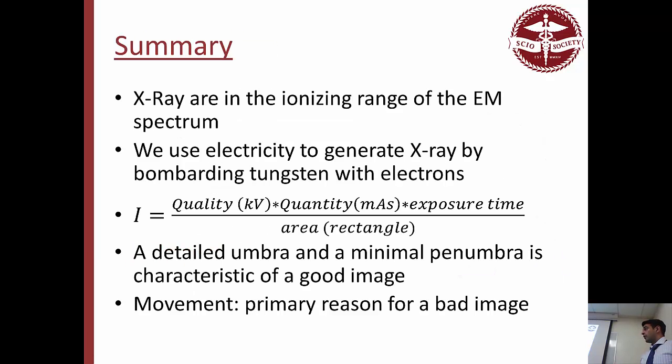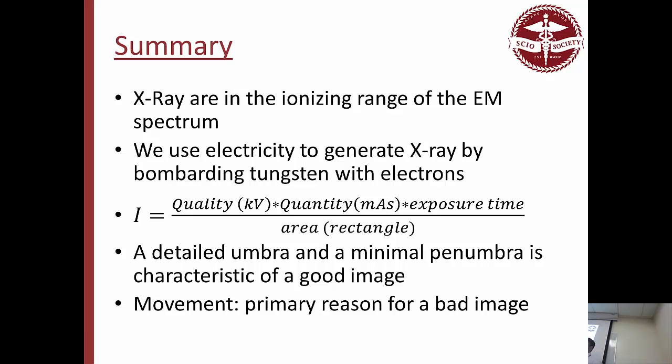Summary. So X-rays are in the ionizing range of the EM spectrum. We use electricity to generate X-rays by bombarding a tungsten target. So intensity is dependent on all these things we talked about. Quality was the kV. So if we increase kV, we increase the difference between the anode and the cathode. We shoot electrons at a higher energy. We create radiation at a higher energy. That means that you're going to get low contrast because you're going to penetrate more things. So that's kind of all relating it together.